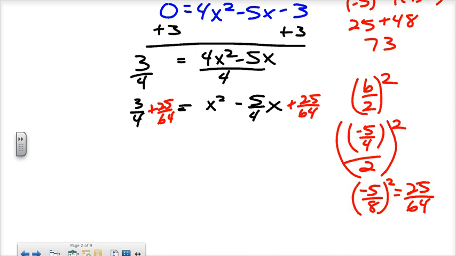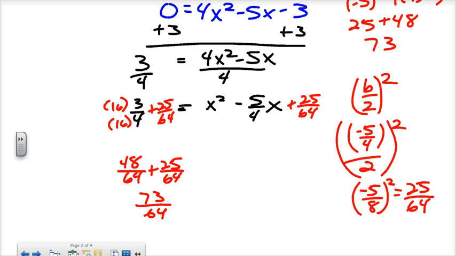Over on the left-hand side, I'm going to go ahead and multiply by 16 for my numerator and denominator, so I can get that to be one fraction at this point. 16 times 3 will give me 48 over 64 plus 25 over 64. So 48 plus 25, we actually had to do that math as we were checking the discriminant there, 73 over 64. And on the right-hand side, I now have a perfect square trinomial, so I need to write that as a binomial squared. And if you're thinking, well, what am I supposed to put in there? Well, what did you square to get 25/64?